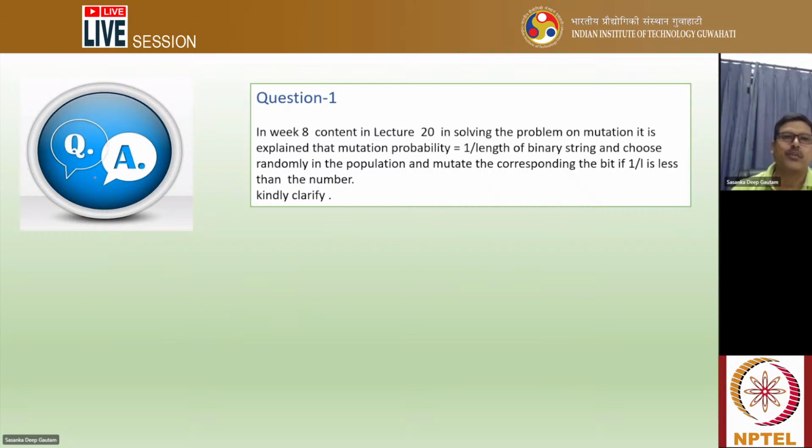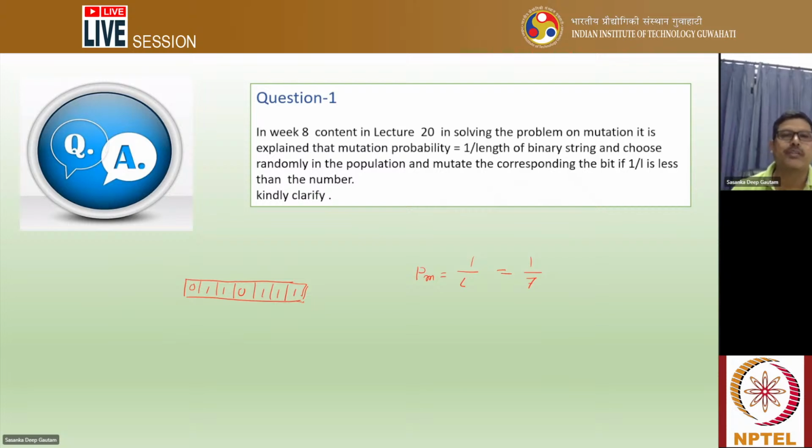In case of binary coded GA, let me take a string. Suppose these are the binary bits, each either 0 or 1. This is the random string I have considered here. Now I would like to apply mutation. I said that you consider a mutation probability equal to 1 by L, where L is the string length. Here, counting 1, 2, 3, 4, 5, 6, 7, L is 7. So mutation probability is 1 by 7.